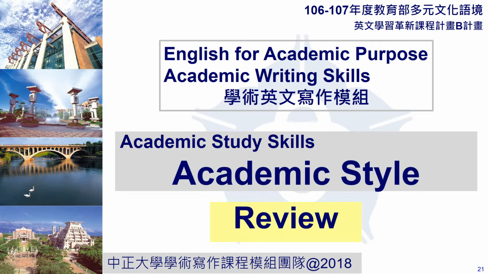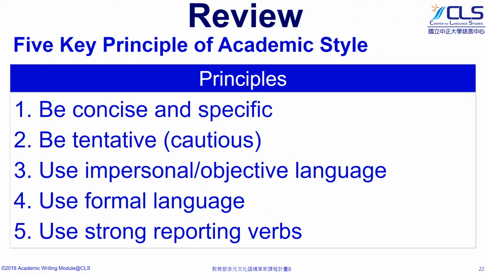Now, let's quickly review what we have learned in this lesson about academic style. As we've learned, here are the 5 principles of academic style. Be concise and specific. Be tentative or cautious. Use impersonal or objective language. Use formal language, and use strong reporting verbs. So when we write, make sure we follow these principles to communicate effectively with the academic community and show objectivity when making judgments, claims, or commentary.